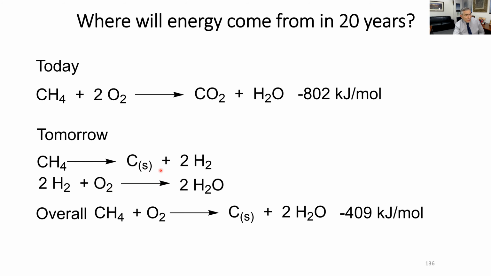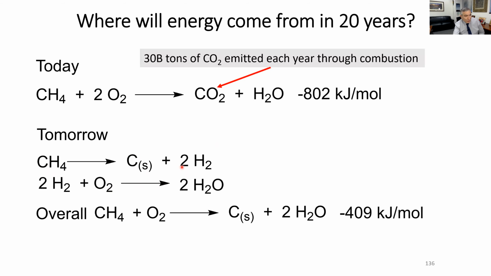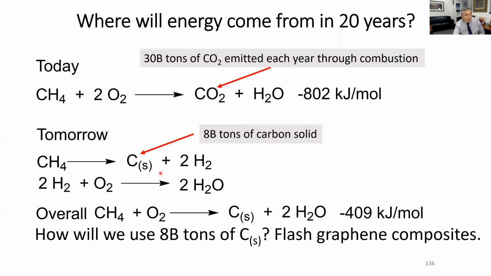This process has been known since the 1950s, called furnace black. They just didn't know what to do with all that carbon, because humans emit 30 billion tons of CO2 each year through combustion. If you just look at the carbon content in there, that's 8 billion tons of carbon. So instead of emitting CO2, you emit carbon, getting rid of those two oxygens. They just didn't know what to do with all that carbon. Well, of course, we know what to do with it. We're going to turn that into flash graphene.